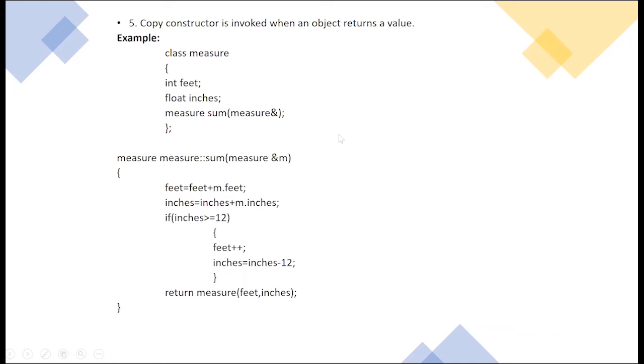So the last method is where the function is returning an object as a value. A copy constructor is invoked when a function returns an object as a value. In another way, if I am rewriting it, the returning value is an object of a particular class.